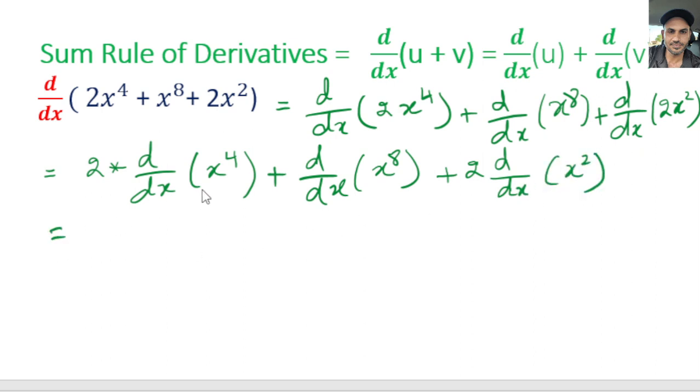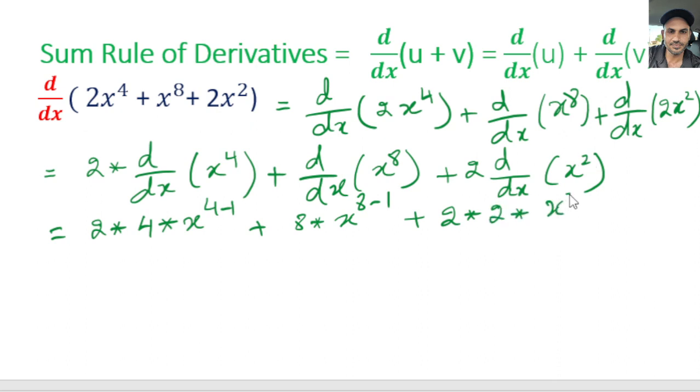In the next step, I'm going to apply the power rule and take the derivatives of each of these terms. So 2 times, when we apply the power rule here, we bring the 4 to the front, times x to the 4 minus 1, plus, here, when we apply the power rule to this term, we bring the 8 to the front, 8 times x to the 8 minus 1. We subtract 1 from our exponent, and plus 2 times, this 2 comes to the front, times x to the 2 minus 1.